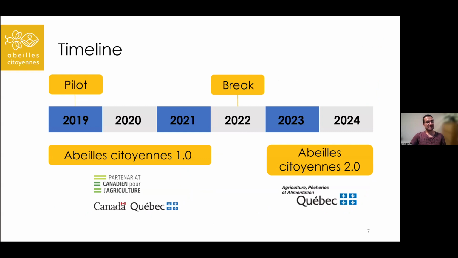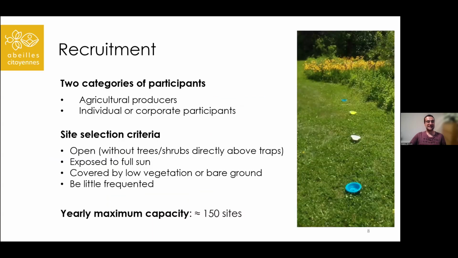The project started in 2019 with a pilot year. We tested our protocols and web tools with a small number of volunteers before starting two real years of data collecting in 2020 and 2021. Then we took a break in 2022 and followed with a phase two of the project for the last two years. Basically, how the project works is that we recruit volunteers to collect the bees for us, and then they are sent to the lab for identification.